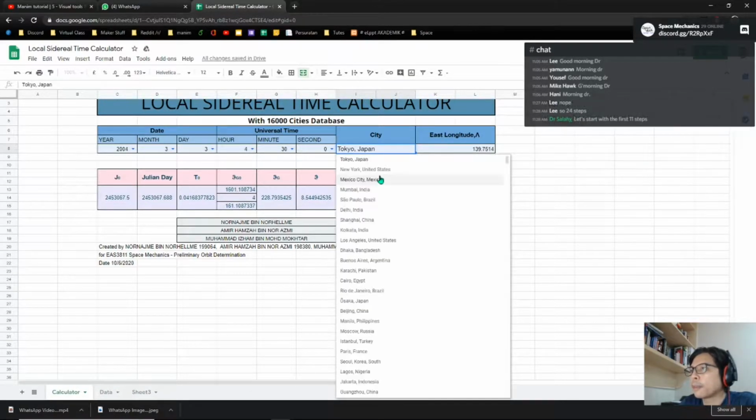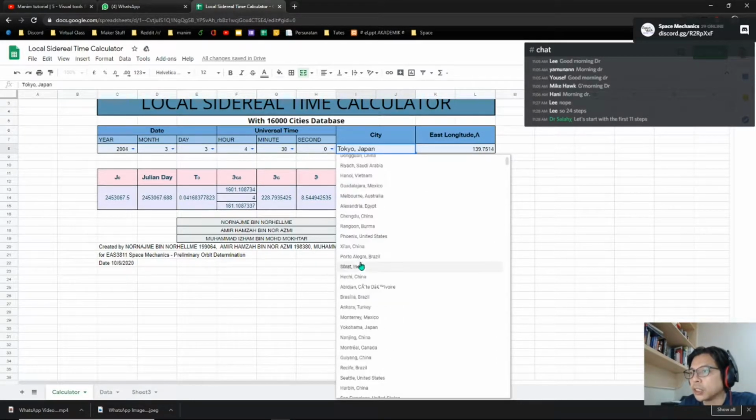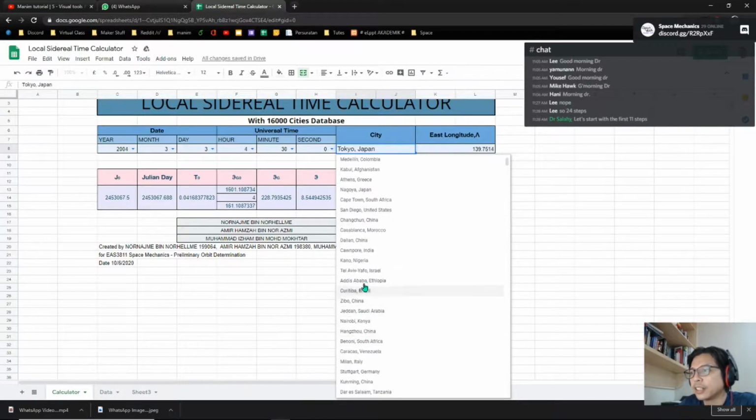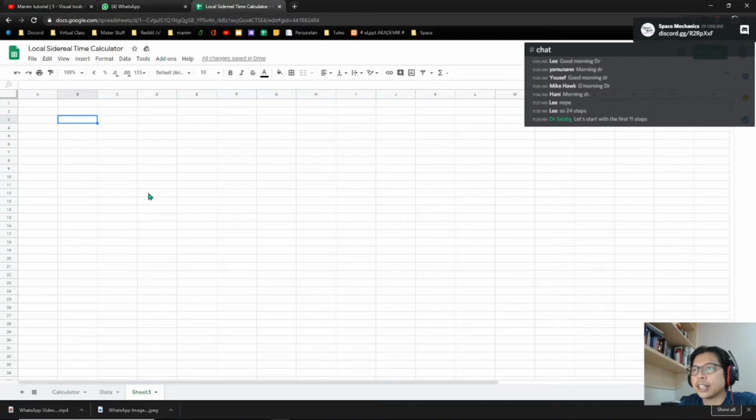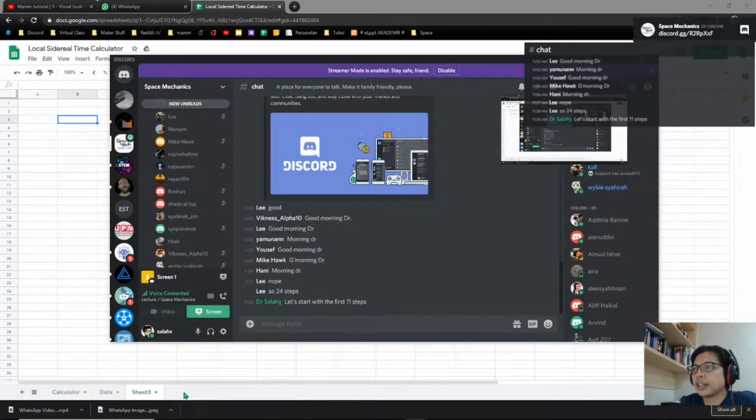Okay, maybe you need to choose. Oh man, this is not in alphabetical order. How do I find things? Anyway, let's say your site is in Nairobi. So you're going to have the local sidereal time here, so you're probably going to have to use this. Relate that to your calculator here, and then do the first 11 steps first. Do not go into the next 13 steps yet. Go for the second algorithm first, the one that I've given you.